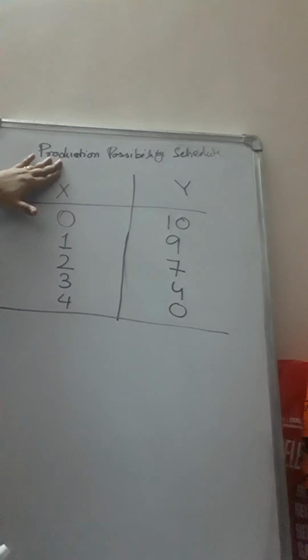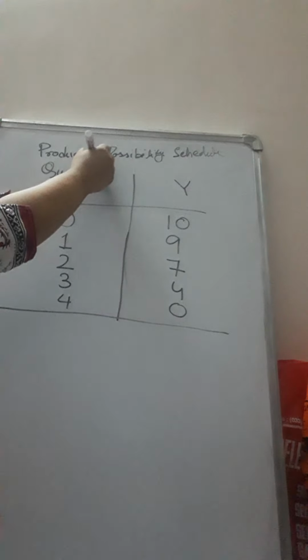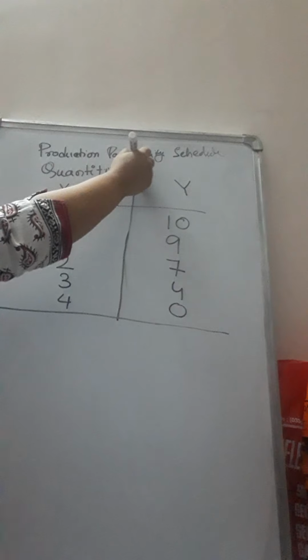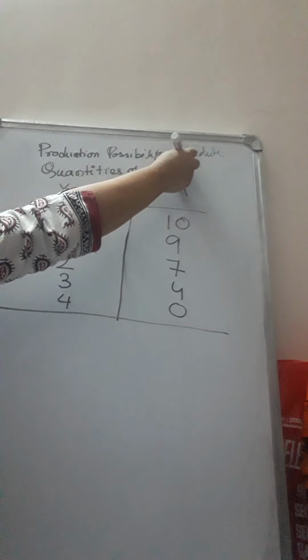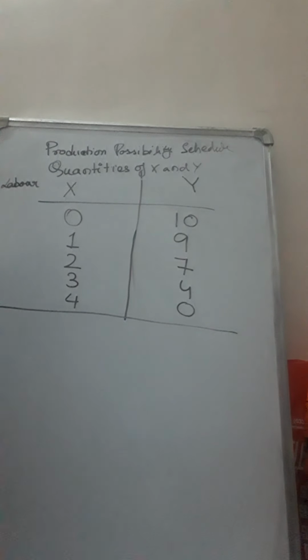Now here I have drawn a production possibility schedule. Schedule means a table. So what does it show? It shows the quantity of commodity X and Y that can be produced within the economy. I said the resource given here is one resource, that is labor, by application of labor, and the labor supply is already fixed.